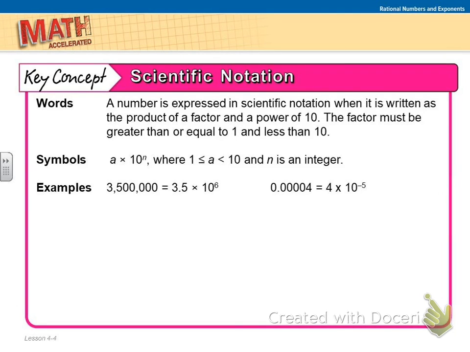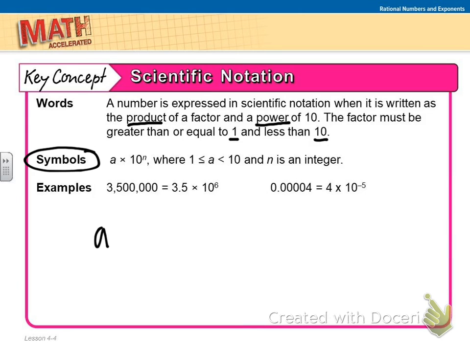Scientific notation is when a number is written as the product of a factor and a power of 10. Okay? And the factor must be greater than or equal to 1 and less than 10. So that's it in words, but I want to get y'all used to actually seeing it in symbols. So let's talk about what it means right here with this definition.